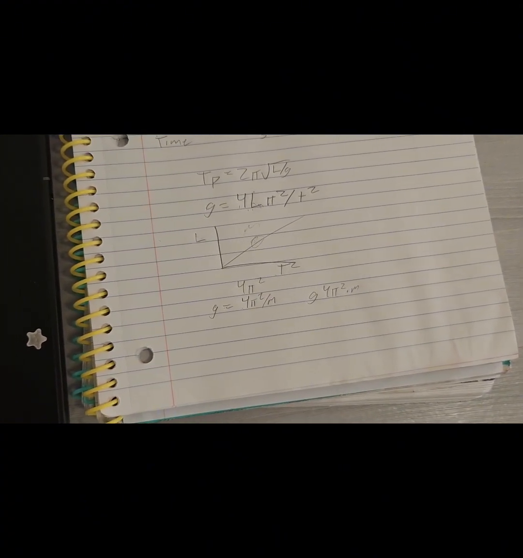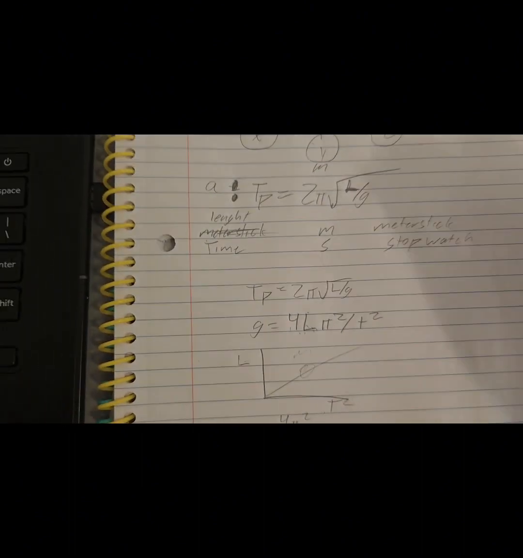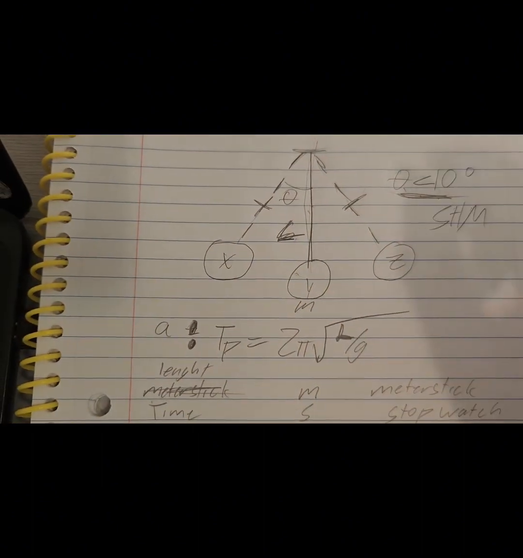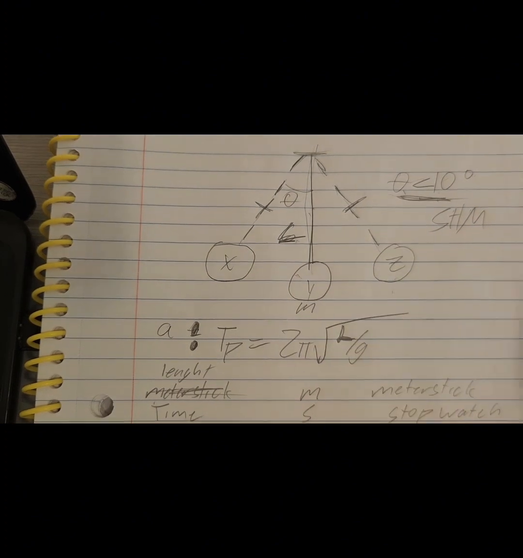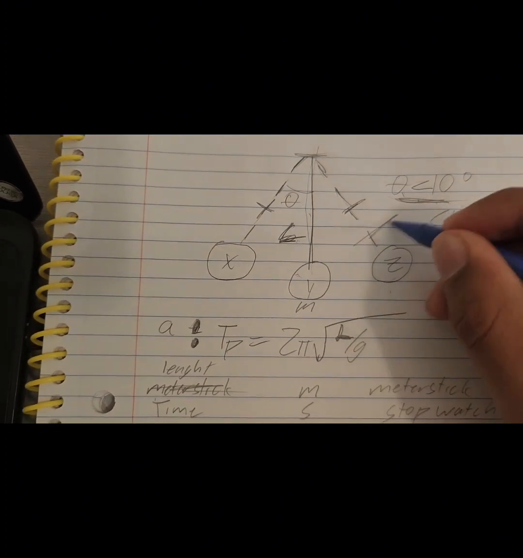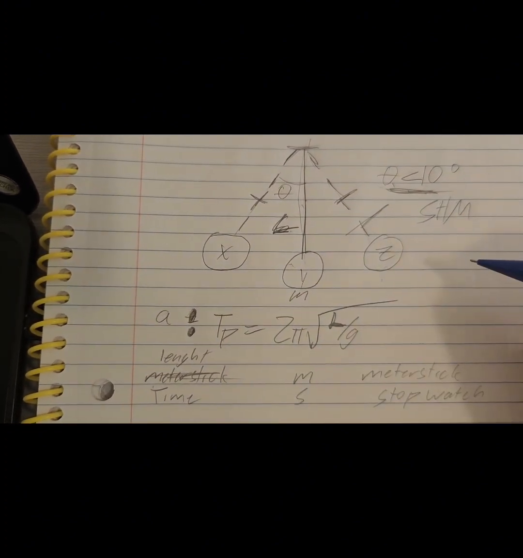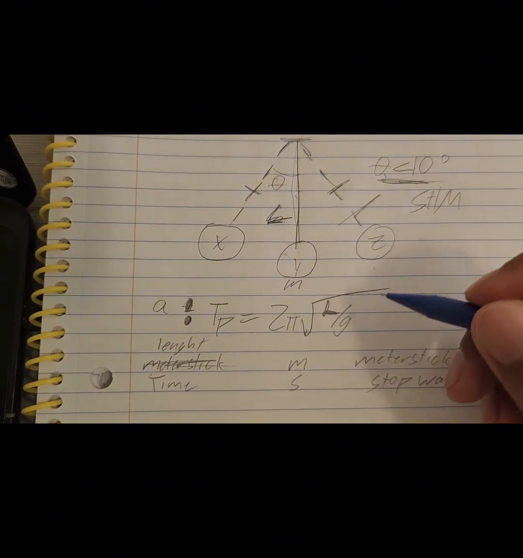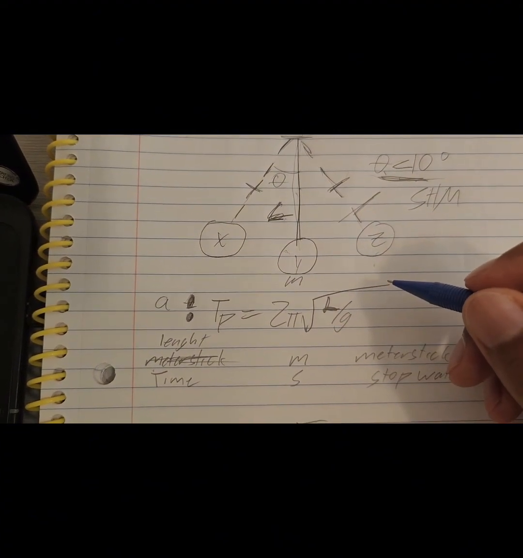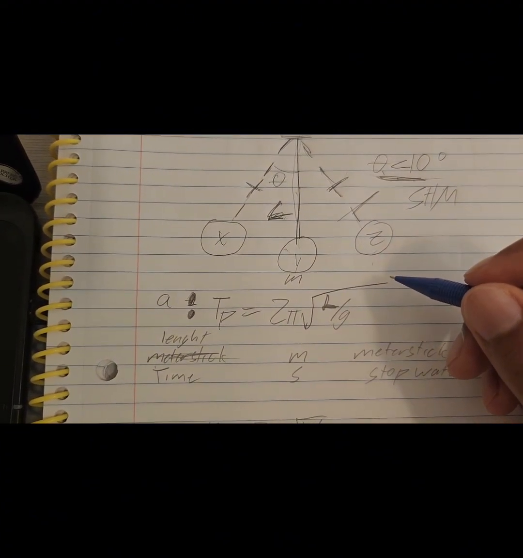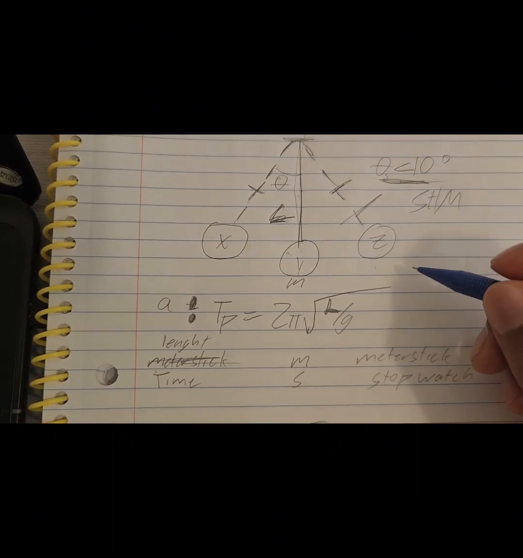Okay, so yes, so we have the object right here, right? At point Z, we just cut the string completely. Describe and predict the motion of the sphere in terms of the sphere's displacement, initial speed, and acceleration.